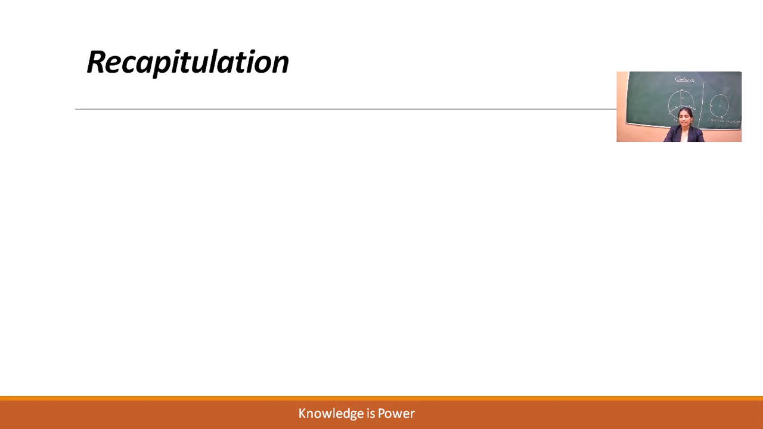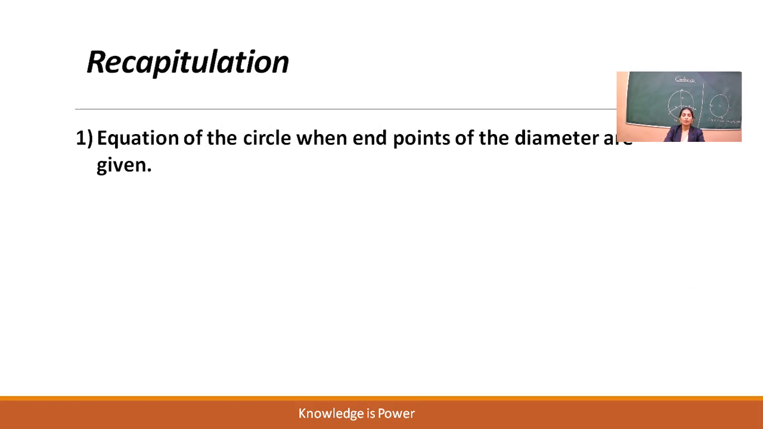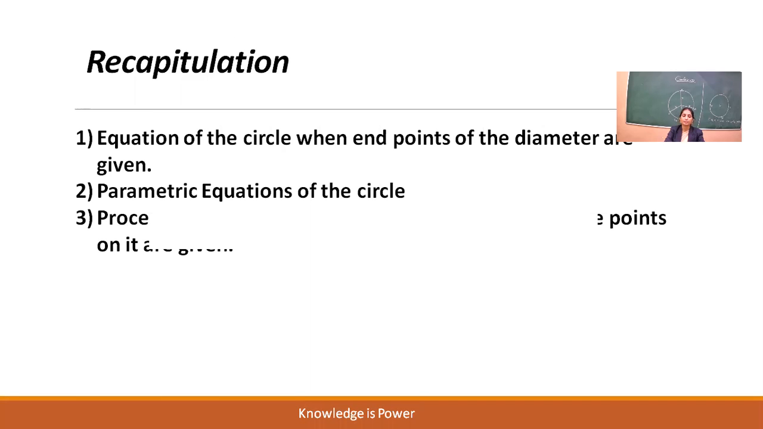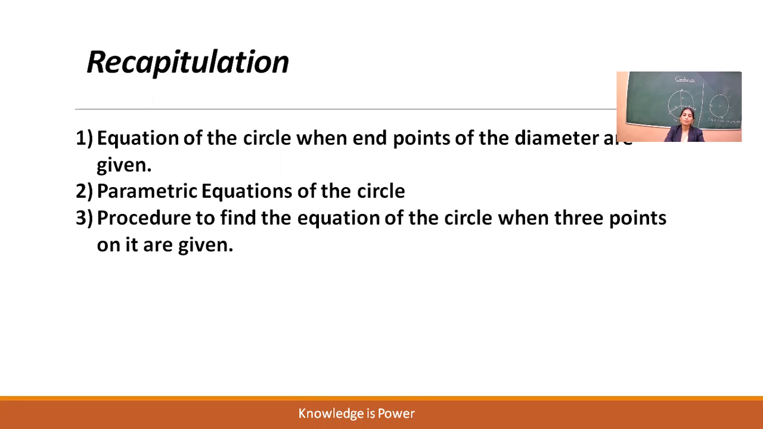Before going to start our session today, let us recapitulate what we have learned in our previous class. We have learned how to write the equation of the circle when endpoints of the diameter are given. And we have also learned the parametric equation of the circle. We have discussed the procedure to find the equation of the circle when 3 points are given.